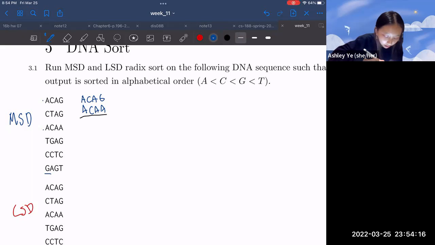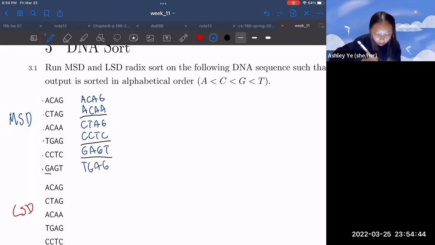And let's look for C's. So we find one C over here, the CTAG. And then we have one more C over here, which is CCTC. So that's 2 C's, and we found both of them. And so that's our C category. And then we are looking for G's. We find one G over here, which is GAGT. And that's all the G's. And then we look for T's, find one T over here, with TGAG. And that's all the DNA sequences after one iteration of this.